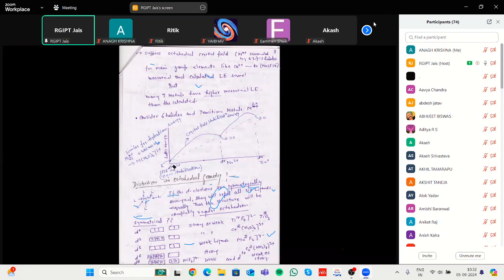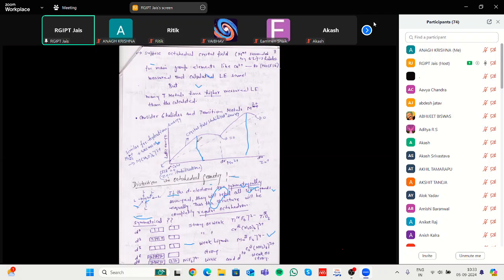In case of d0, d5 and d10, CFSE comes to 0. That's why they lie on a plane here, here and here. And if the Z effective is increased, meaning d1, d2, d3, d4, up to d3, it increases, and after that it increases up to that. This can be based upon the Z effective of the complex. If Z effective is high, CFSE is high.